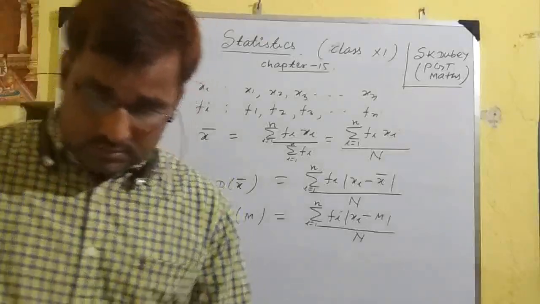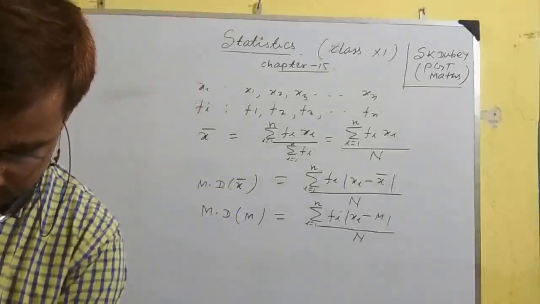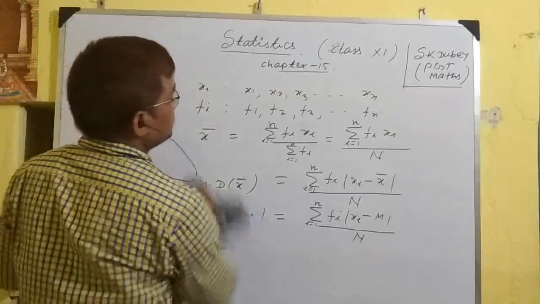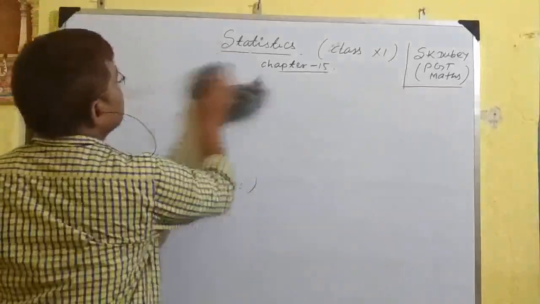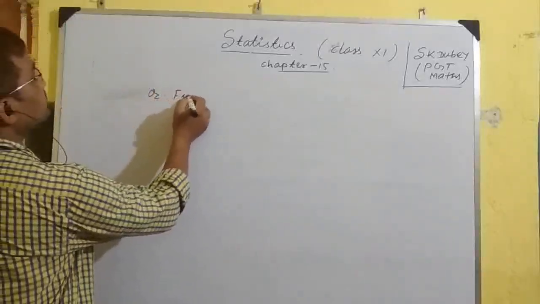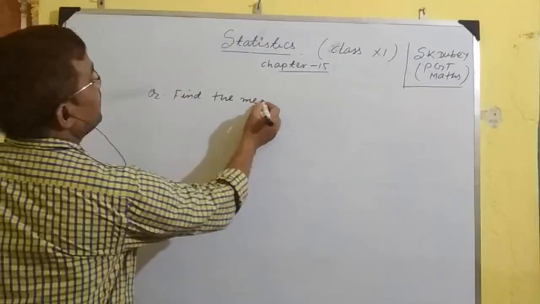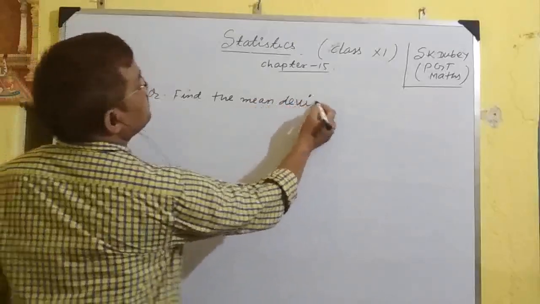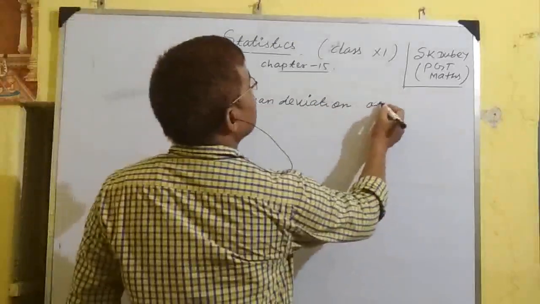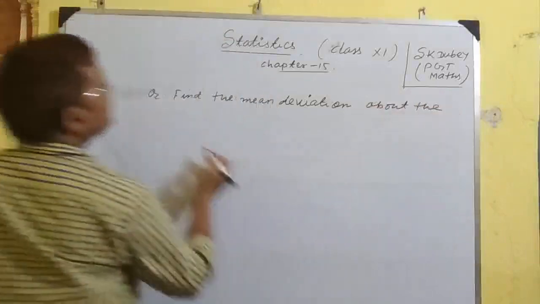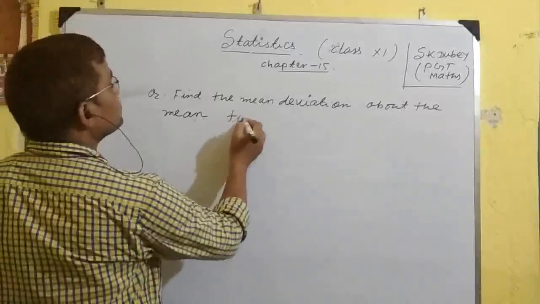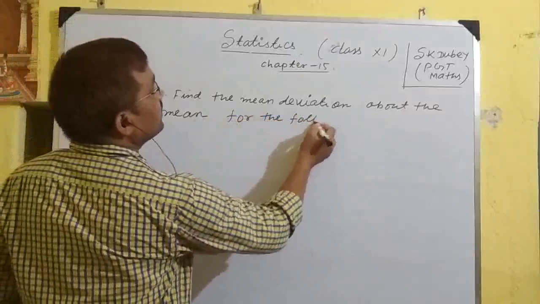Now let us solve a question. The question is: find the mean deviation about the mean for the following data.